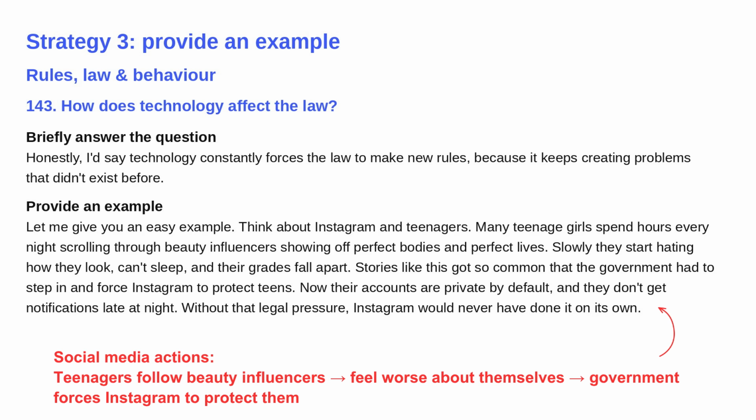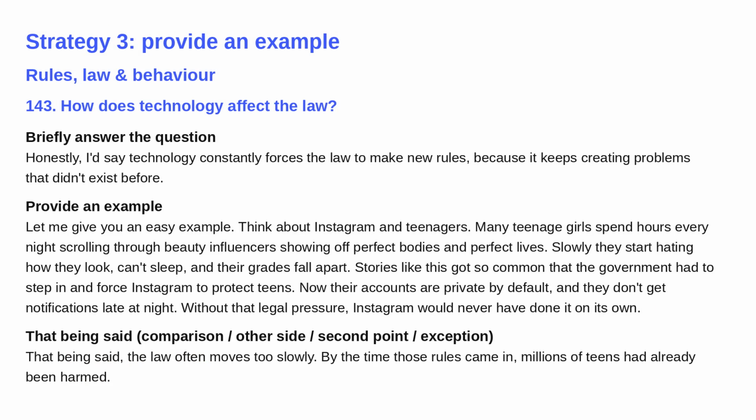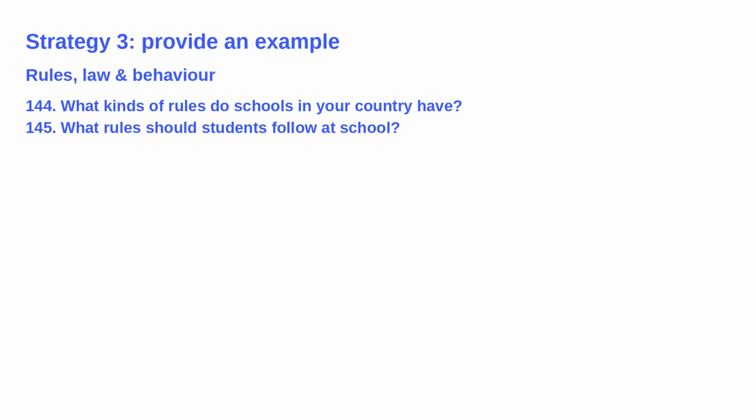Stories like this got so common that the government had to step in and force Instagram to protect teens. Now their accounts are private by default, and they don't get notifications late at night. Without that legal pressure, Instagram would never have done it on its own. That being said, the law often moves too slowly. By the time those rules came in, millions of teens had already been harmed.